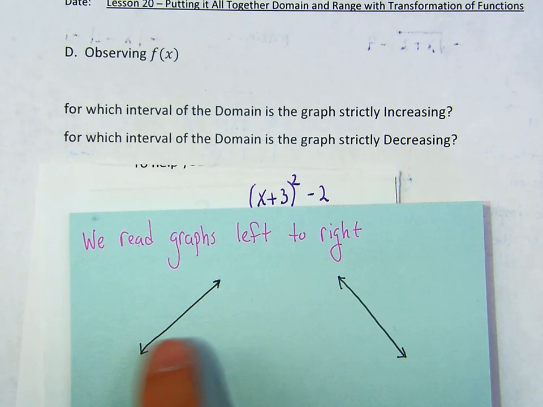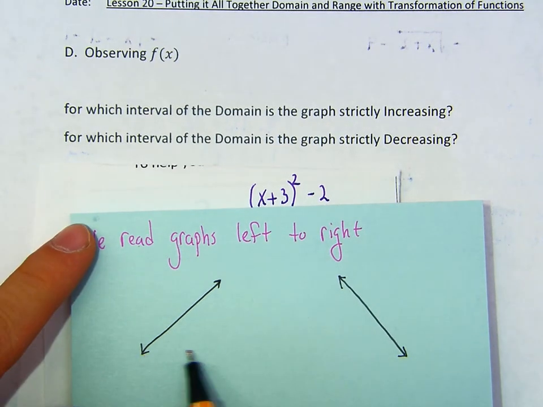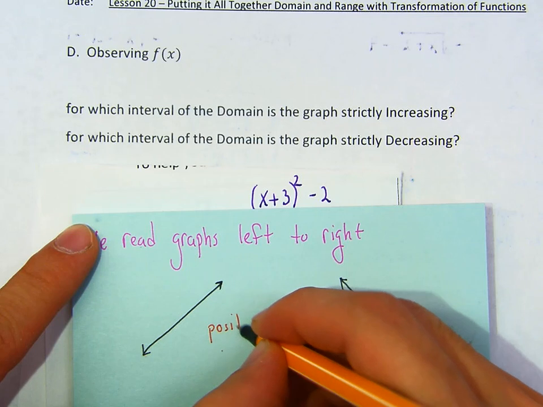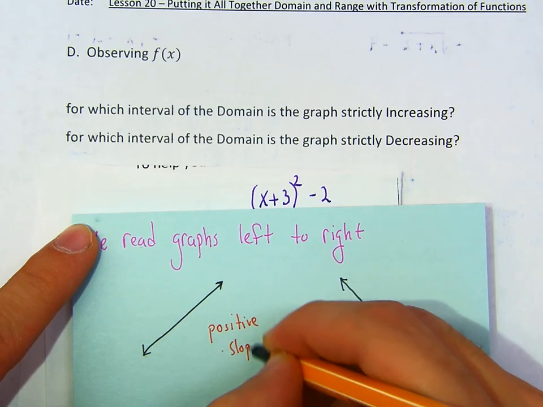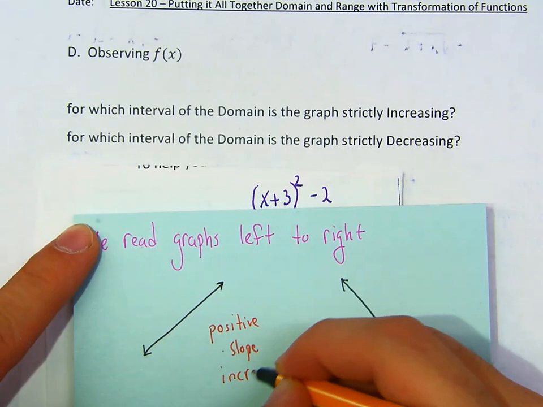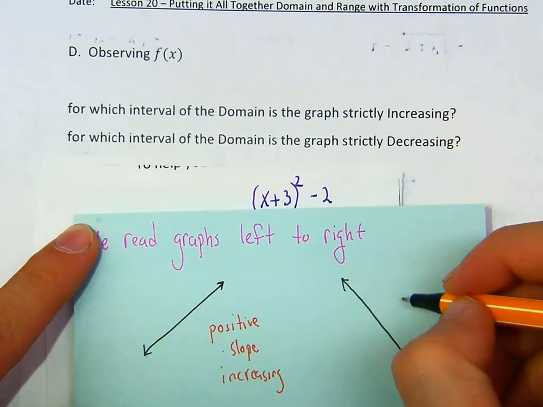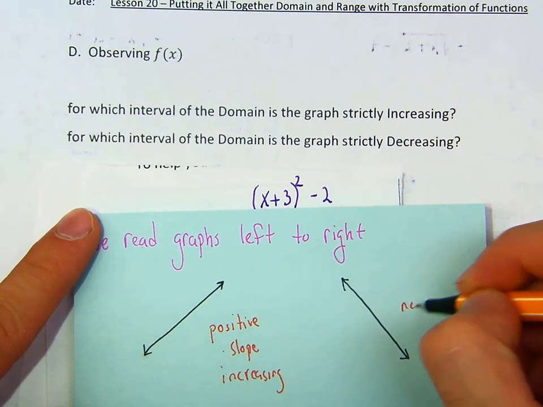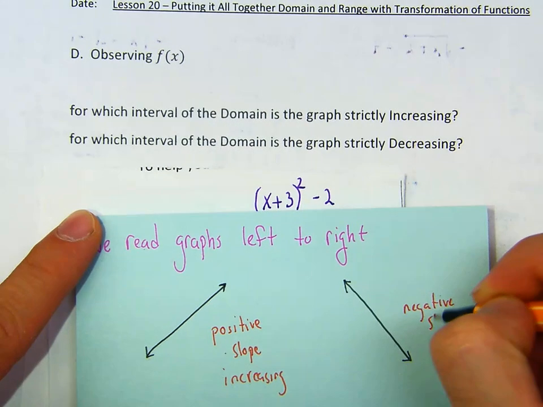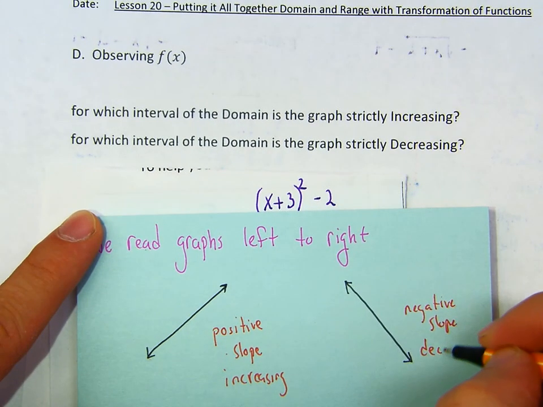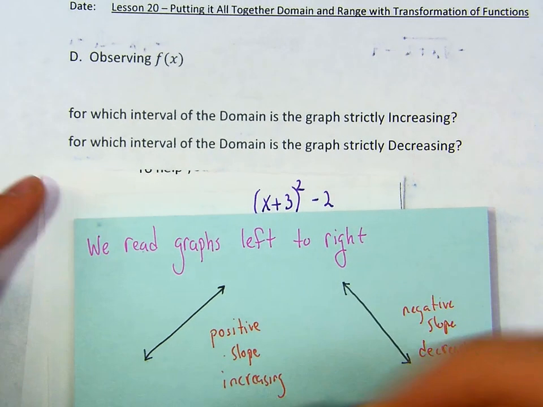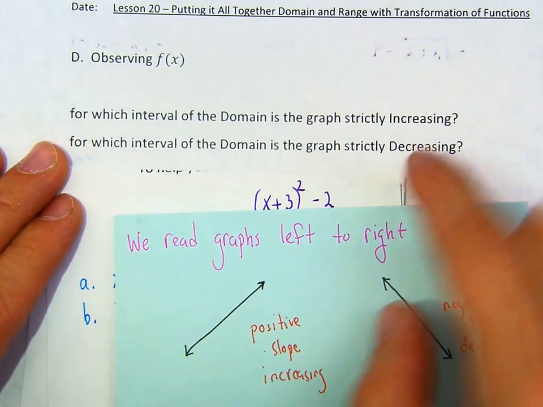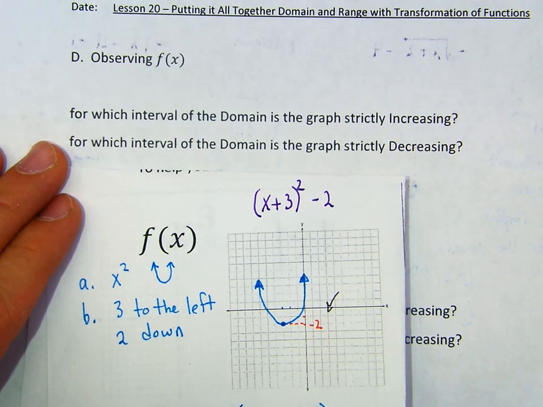So you see, when you read this left to right, this has a positive slope, and it's increasing. This is from left to right. This has a negative slope, and it's decreasing. So let's take a look at this. Here, for which interval of the domain is the graph strictly increasing?